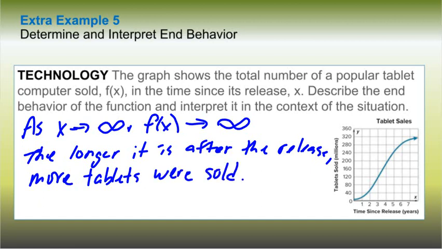Now, there would become a point where if it's too old, people aren't going to buy it, you're not going to have as much. But in general, if something's being released, in the years afterwards, there's going to be more of that item being sold. So that is our lesson on extrema and end behavior.